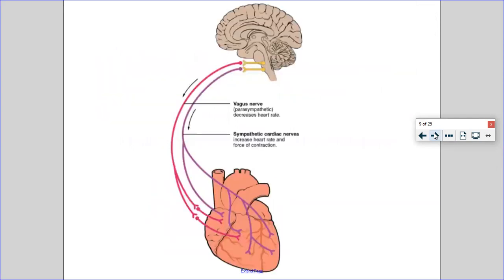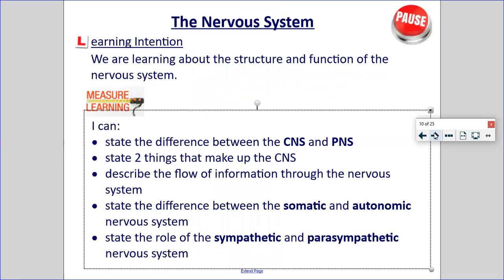Well, you might remember that we talked about it in terms of the heart rate and the sinoatrial node having a sympathetic and a parasympathetic nerve. And we said that the nature of these was antagonistic. Well, we're just going to learn a little bit more about what that means. So here are the key learning points. Pause the video and have a read through them.